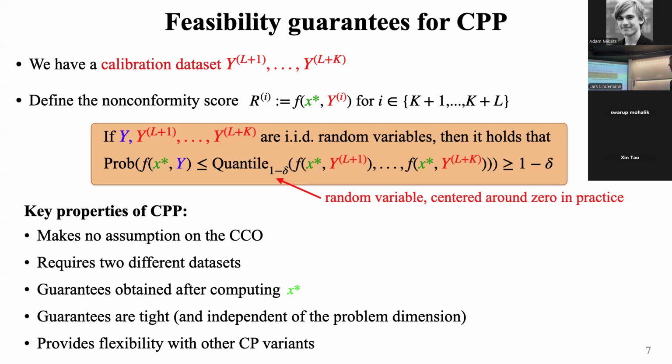And importantly, this CPP framework provides flexibility with other variants of CP. So you could, for instance, use robust versions of CP, adaptive versions, and so on. Remember, everything that we talked about with CP is all based on computing some quantile, maybe a tightened quantile. So you could extend this to account for distribution shifts and so on and so forth.